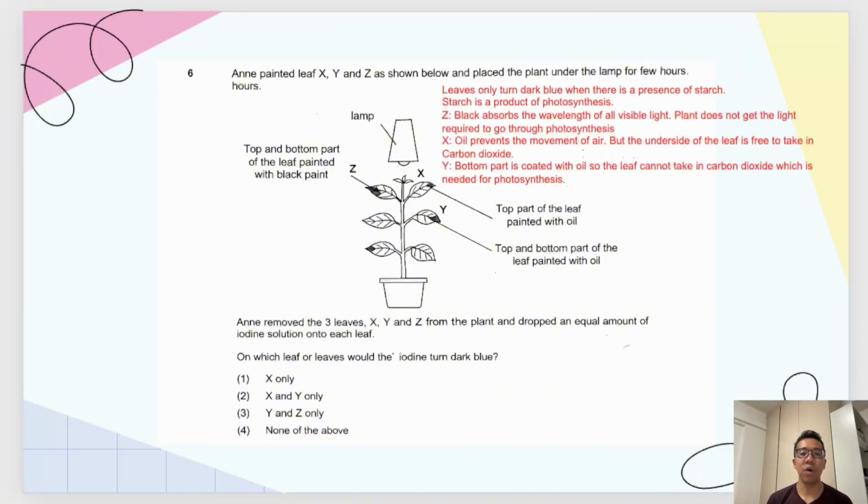So here is a summary of what I have covered so far. As mentioned earlier, leaves only turn dark blue when there is a presence of starch. Starch is a product of photosynthesis alongside with oxygen. And then I list down the individual conditions for leaf Z, X, and Y. As you can see, leaf X is the only one that is able to photosynthesize and in turn turn the starch dark blue. So your only viable answer here is option number 1.